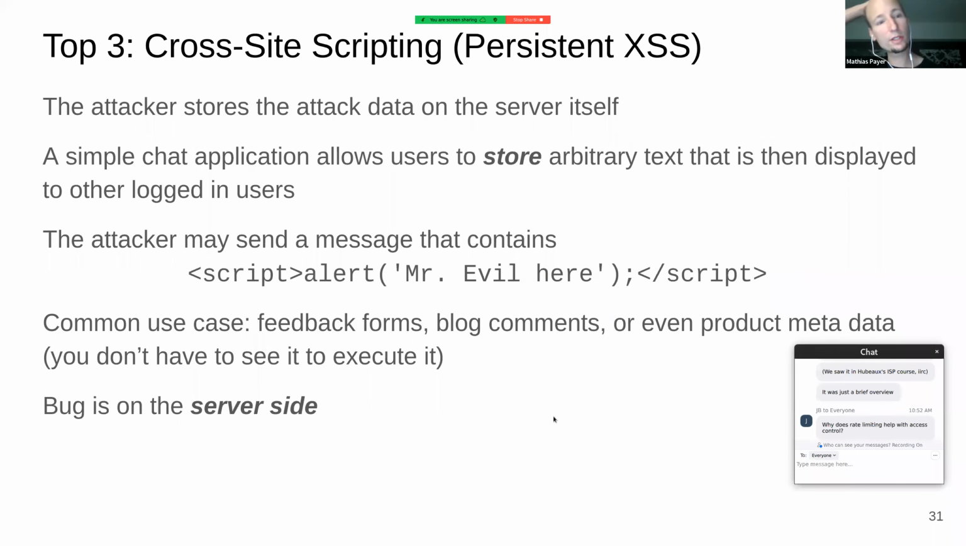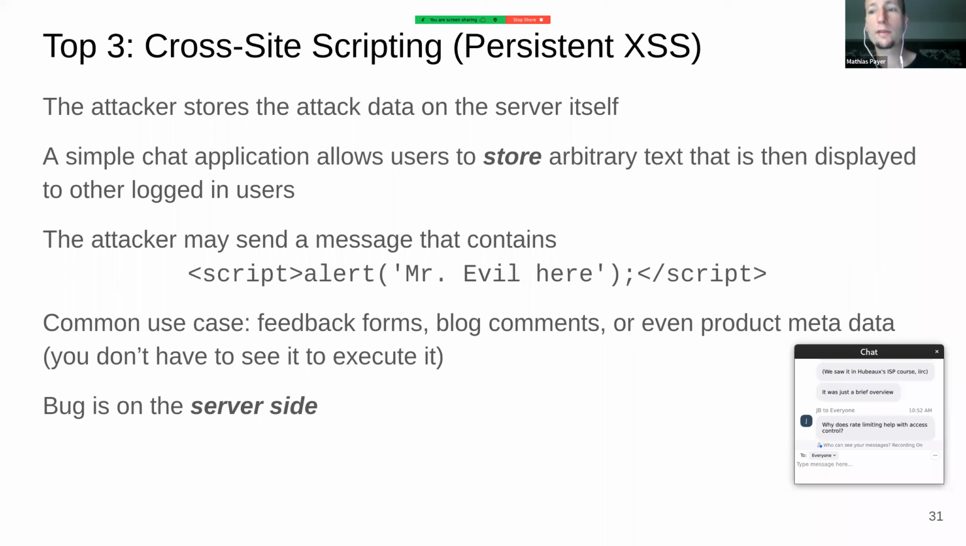So for persistent cross-site scripting, the attacker stores the attack data on the server itself. Let's assume we design a simple chat application, which allows the users to store arbitrary text that is then displayed to other logged-in users, right? The attacker may send a message that contains script alert, Mr. Evil is here, end script.